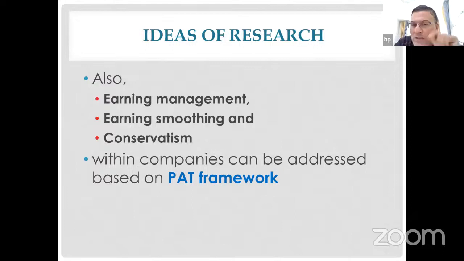I strongly recommend you start thinking about earnings management, especially, because earnings management and conservatism are among the hottest topics in our field. They are still being studied. A lot of researchers around the world are trying to find solutions and engage in research related to earnings management, earnings smoothing, and conservatism, which can be addressed within companies based on the positive accounting theory framework.